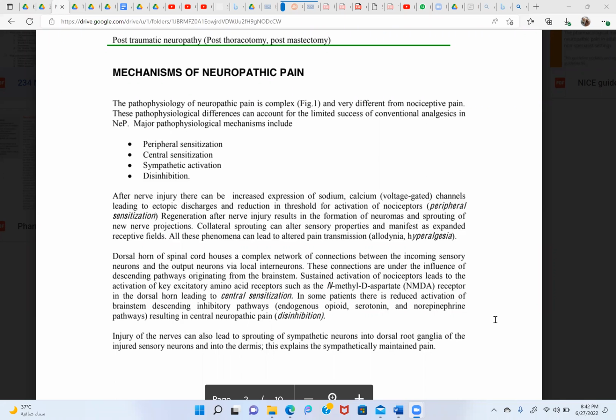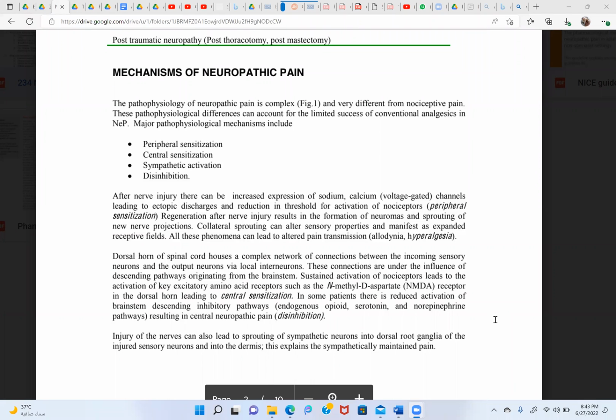Okay. So that is the peripheral one, and then the dorsal horn of the spinal cord houses a complex network of connections between the incoming sensory neurons and output neurons via local interneurons. The summary is that the spinal cord is showing a phenomenon called the wind-up phenomenon. It is increasing. It is transmitting too much.